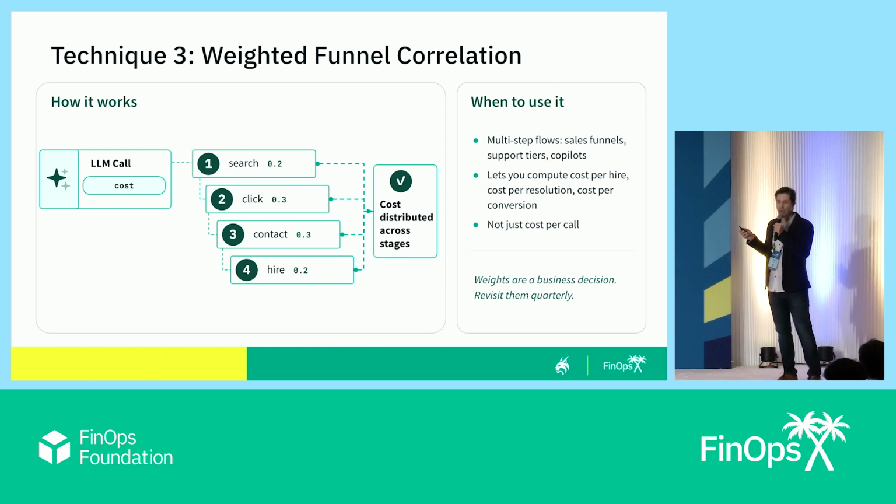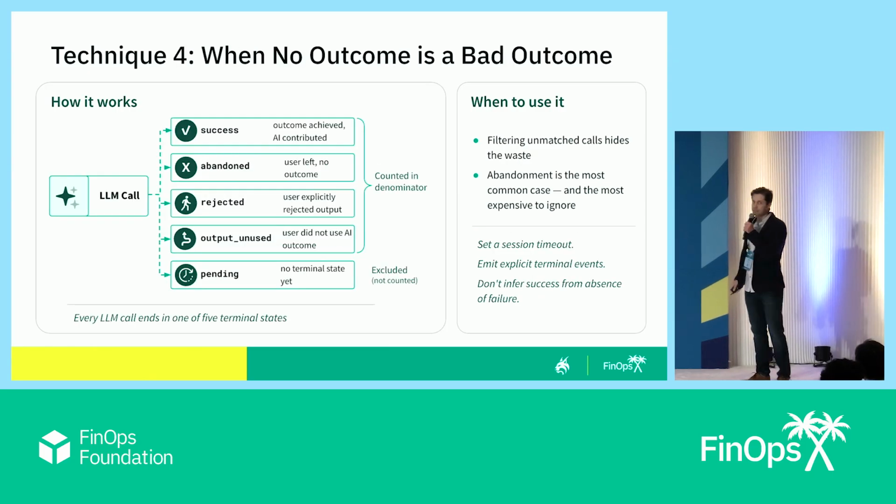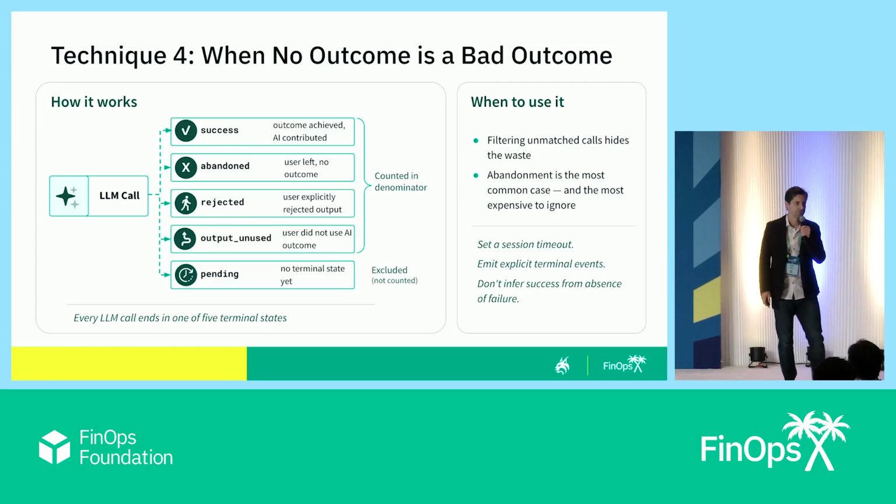This allows you to measure the cost per outcome, not only cost per LLM call. So you break it down per each one of those stages. Technique number 4 is the one that most teams miss.